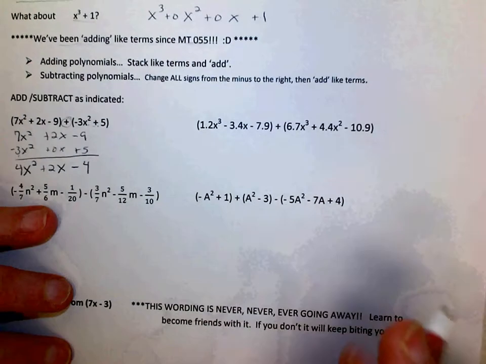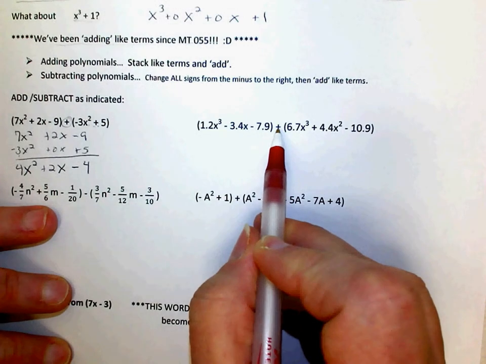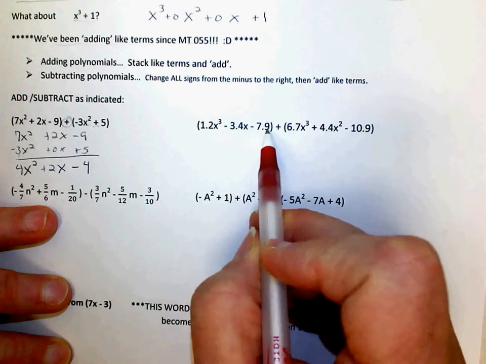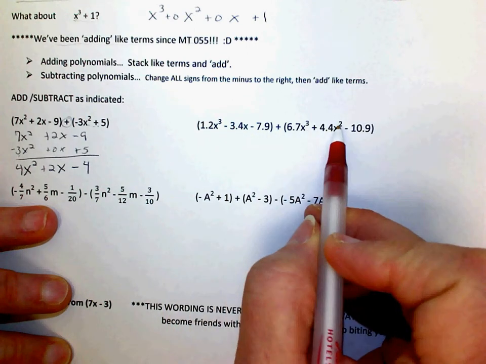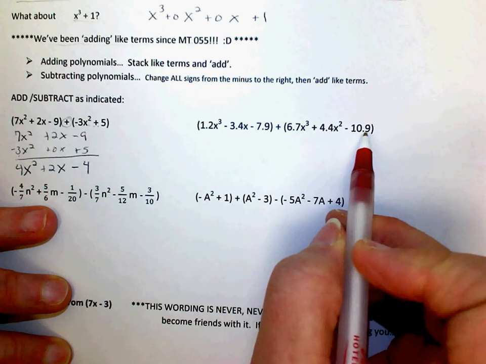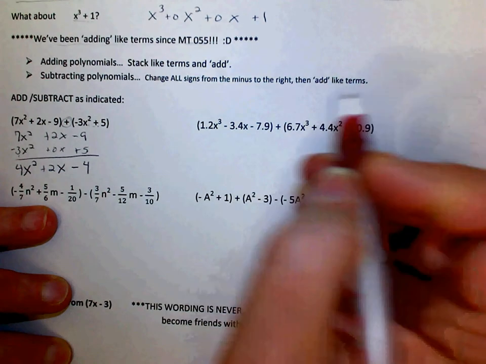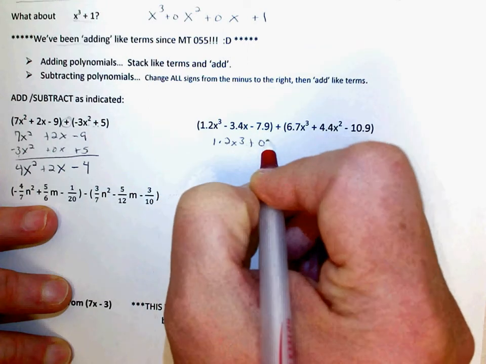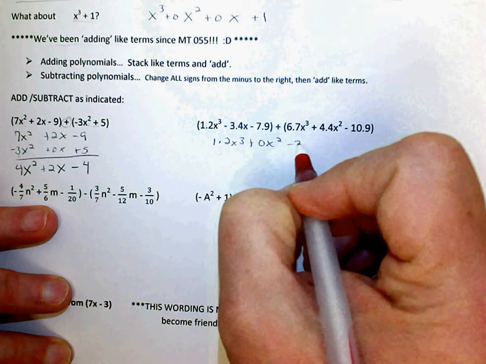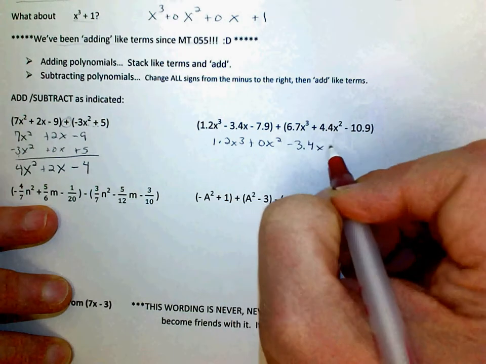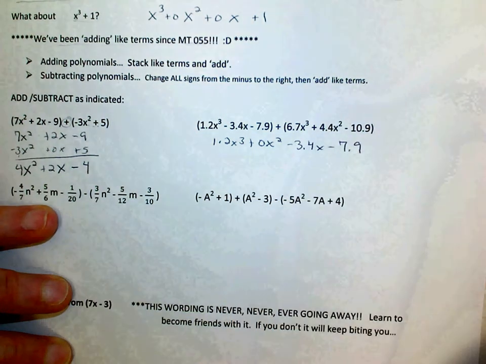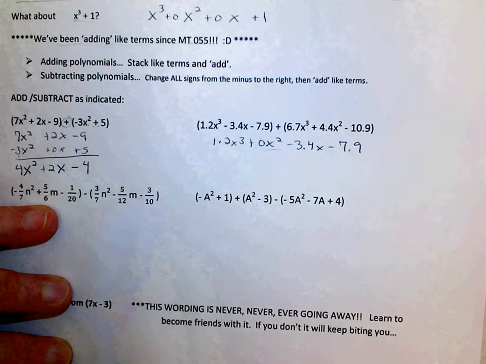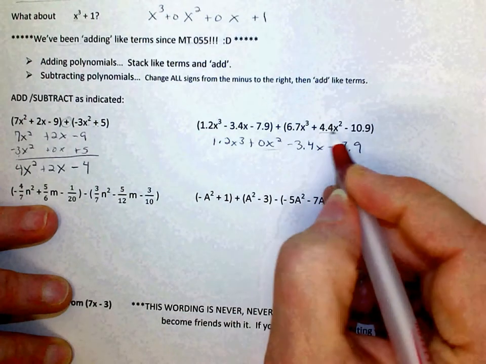Hey, and again, I got a plus, so this is a good thing. X cubed, x squared, x, constant. No x, but a constant. So, 1.2x cubed plus no x squared minus 3.4x minus 7.9. Notice, no x squared, but I put that place value in there because I need it for this problem.